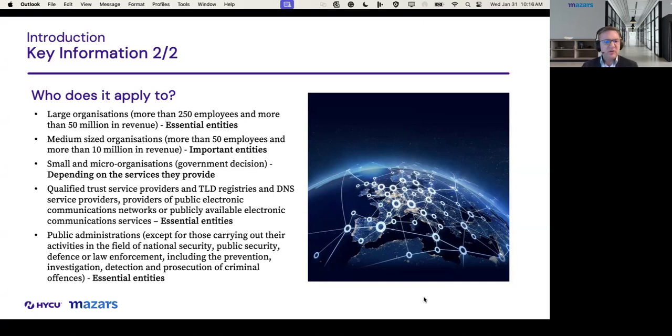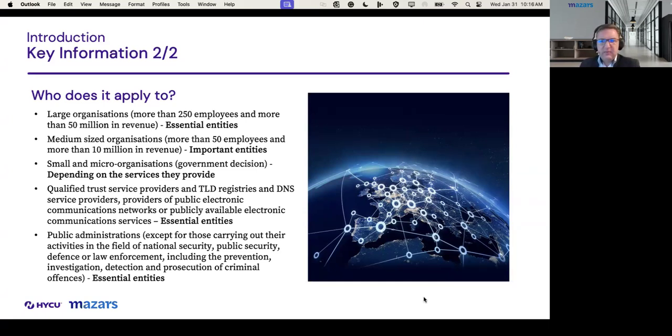Public administration is also considered to be essential entities, but this is except for those that are carrying out their activities in the field of national security, public security, defense, law enforcement, prevention, investigation, detection. So basically your military, army, police, and similar entities.